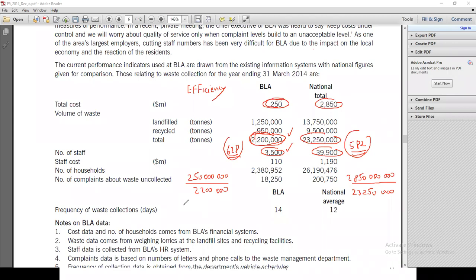One, 1, 3, yeah, 1, 3, or 114. Yeah, 1, 1, 4. Around 4. Yeah. So this is 114 per each ton. What of here? 1, 2, 3.